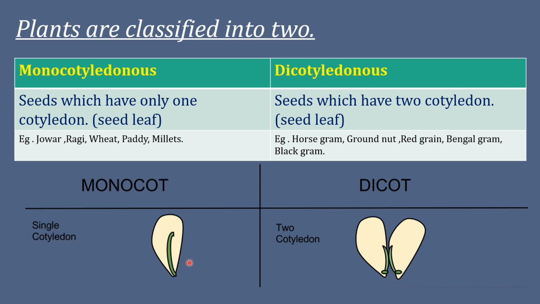And dicotyledon seeds have two cotyledons. It means two leaves will sprout first during germination. Can you see the picture here? Two leaves are sprouting. So two cotyledons are here. So this is called dicotyledons. Examples: horse gram, groundnut, green gram, black gram.